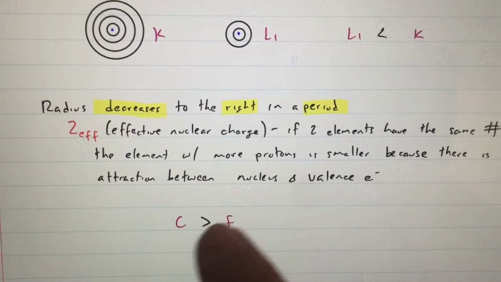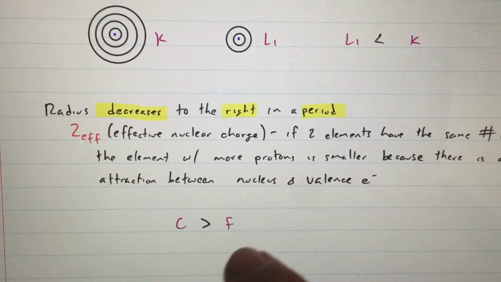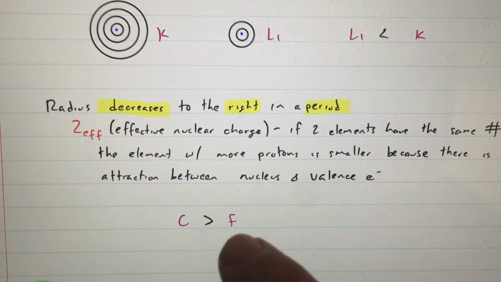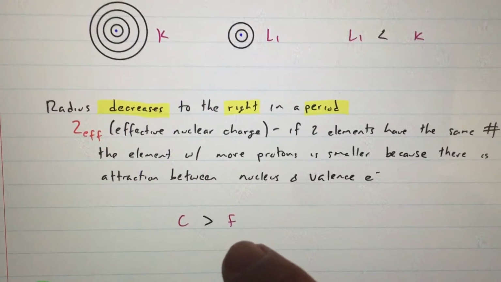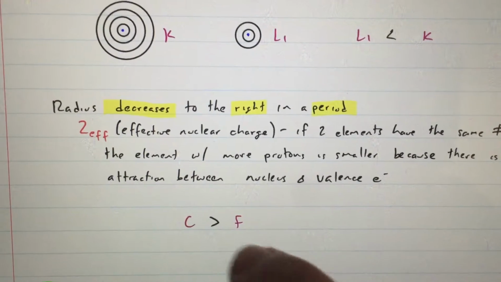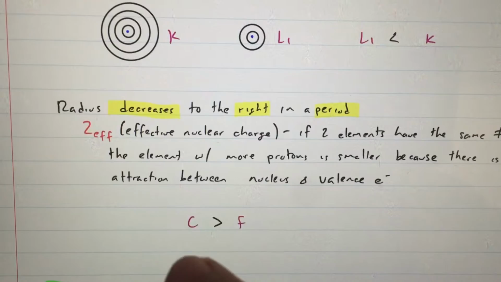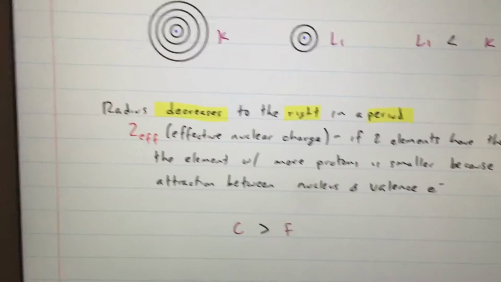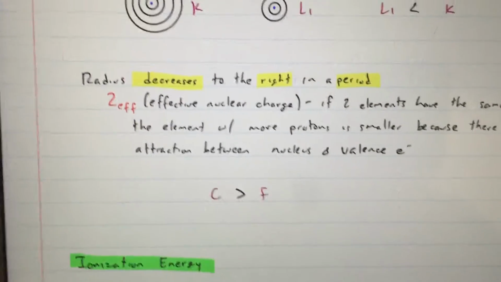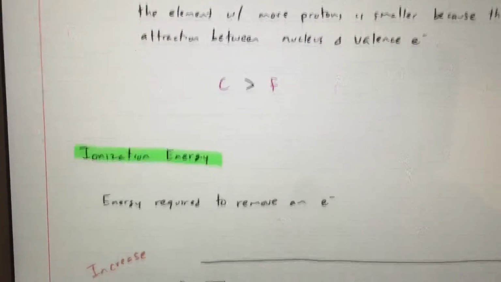So we're talking about carbon and fluorine. Their valence electrons are the same distance from the nucleus. And fluorine has more protons. So there's more attraction between fluorine and its valence electrons than carbon and its valence electrons, making carbon the bigger element. That's the first trend.